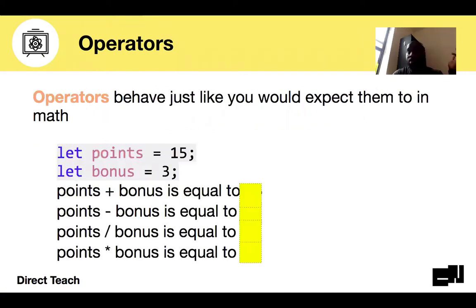All right, so operators behave just like we expect them to in math class. So here we have a variable called points equal to 15 and bonus equal to 3. So if you add points to bonus, you'll get 15 plus 3, which is 18. We have points minus bonus, 15 minus 3 equals 12. Points divided by bonus, 15 divided by 3 equals 5. Points multiplied by bonus, 15 times 3 is 45.